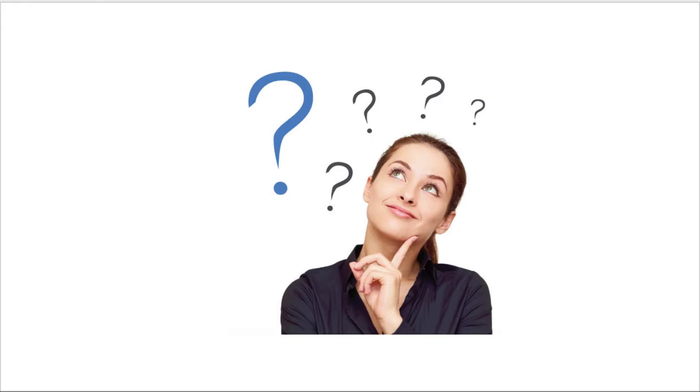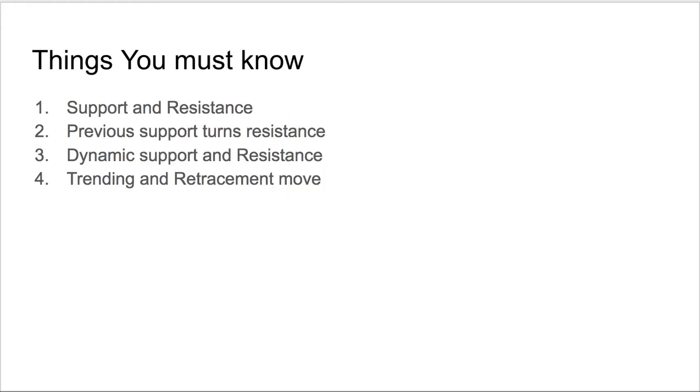Because at the end of the day, as long as you keep things simple, it's easy for you to understand, easy to execute, and easy to trade around. So let's talk about a few things you must know: support and resistance, previous support turning into resistance, dynamic support and resistance, and trending and retracement movement. So let's see what's going on.